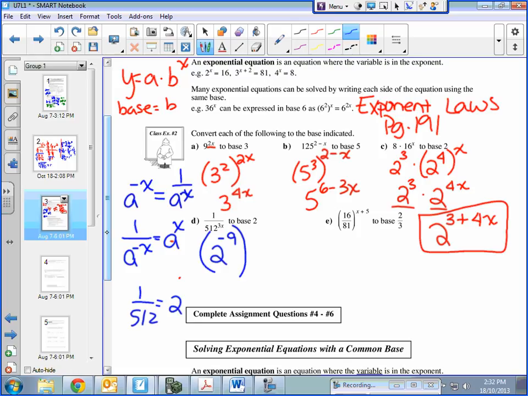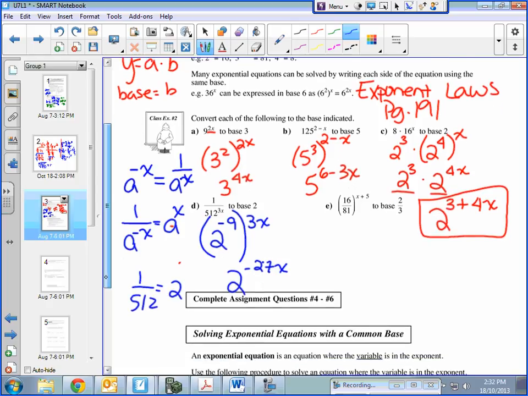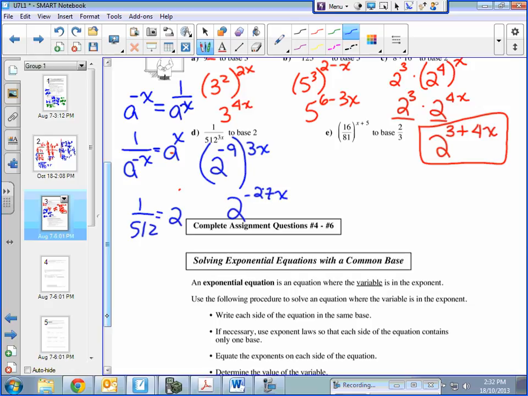And then I still have my 3 to the x. I think I maybe missed a step here. Nope, we're good. And then I still have the 3x there. Okay, so power of a power, what do I do to my exponents? Multiply. So 2 to the, what's negative 9 times 3x? Negative 27x. Good.